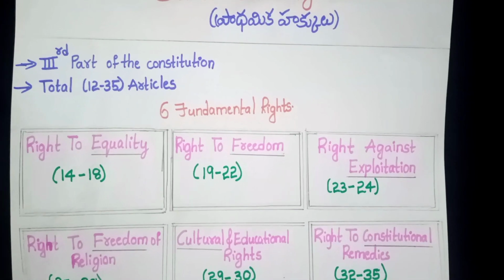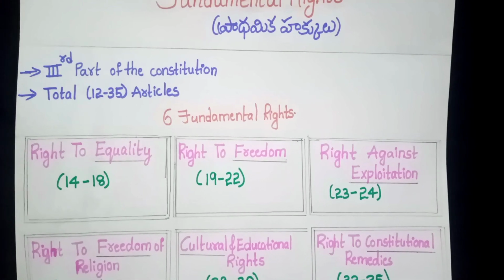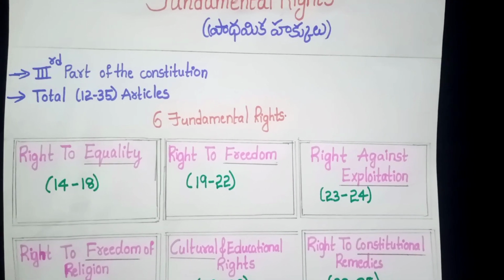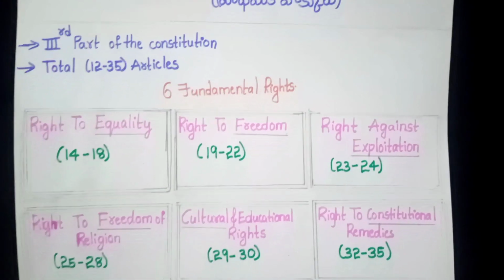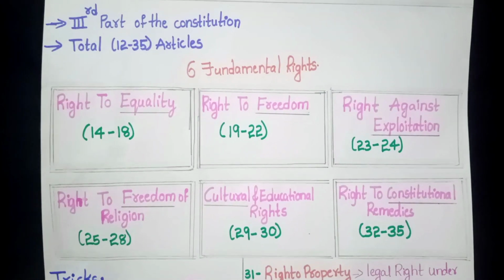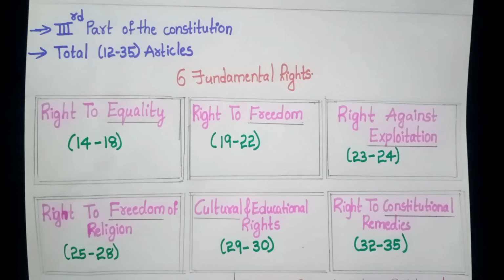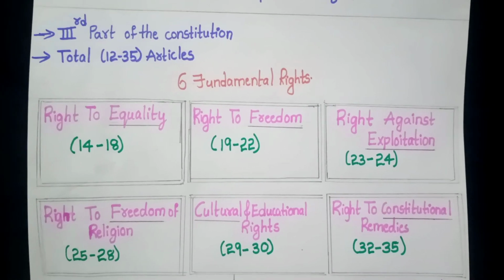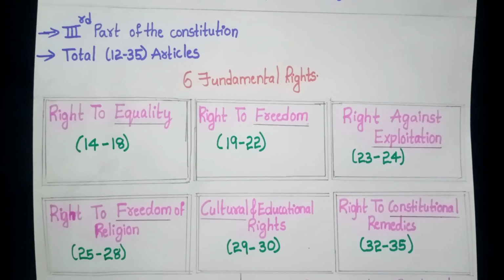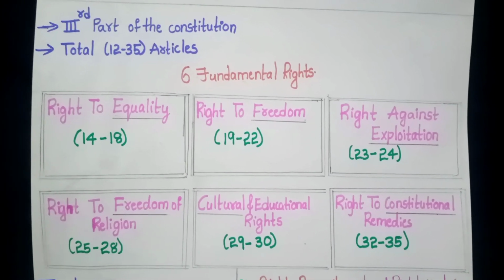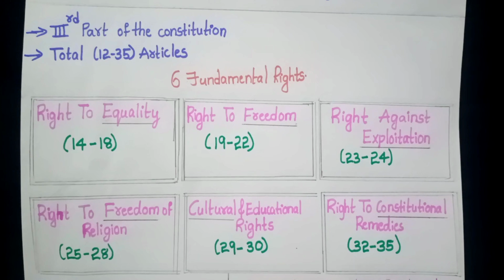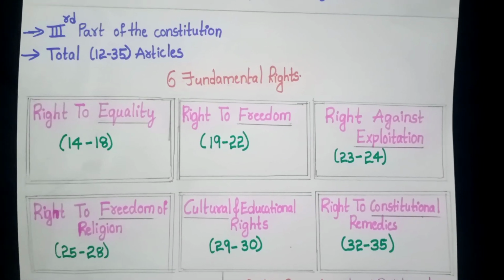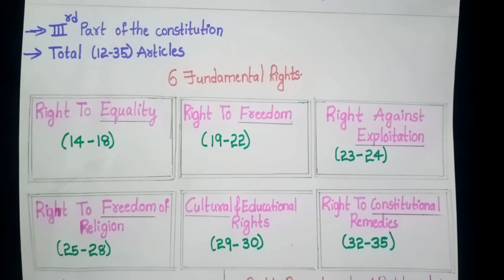Actually, there were 7 fundamental rights at the start of the Constitution, but one was deleted. Now we have only 6 fundamental rights. Those 6 fundamental rights are: right to equality, articles 14 to 18; right to freedom, articles 19 to 22; right against exploitation, articles 23 to 24; right to freedom of religion, articles 25 to 28; cultural and educational rights, articles 29 to 30; and right to constitutional remedies, articles 32 to 35.